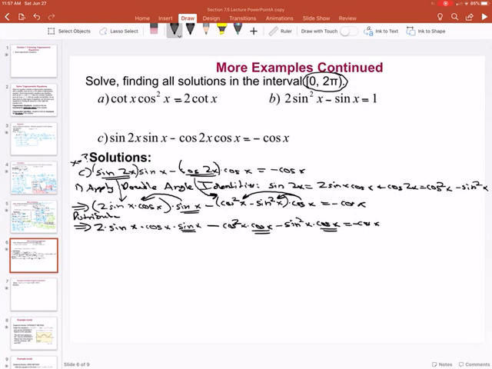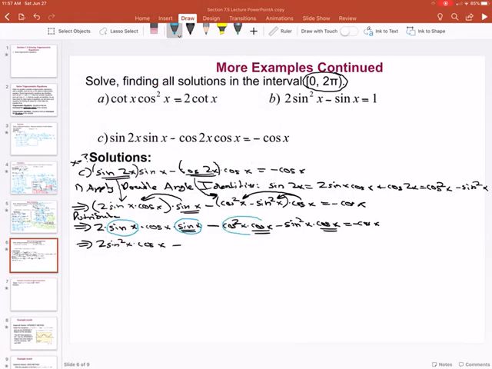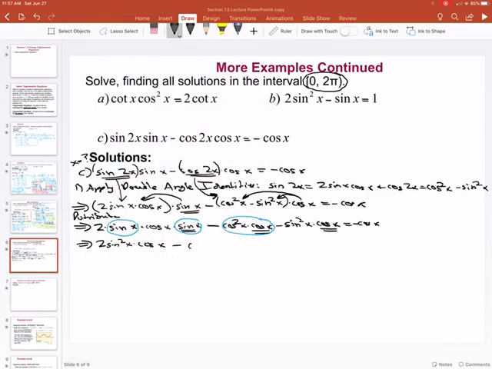Let's simplify where we can. We know that sine multiplied with sine makes sine squared. So we end up with 2 sine squared x cosine x minus, and as we multiply, cosine squared with cosine gives us cosine cubed x, minus sine squared x cosine x.